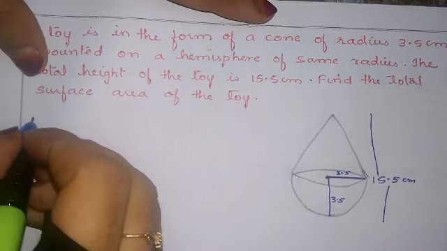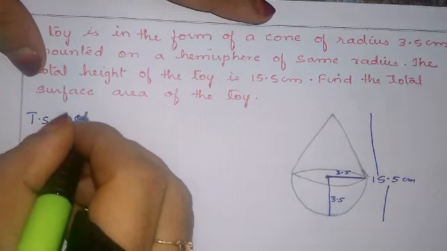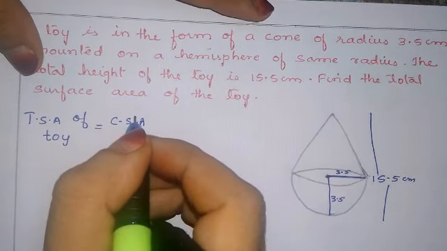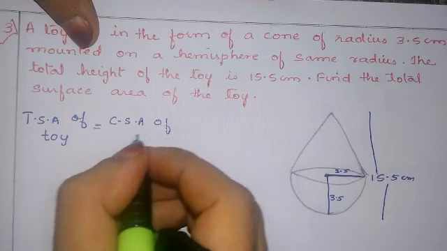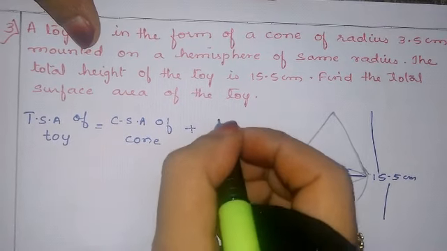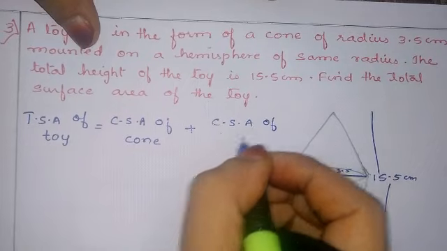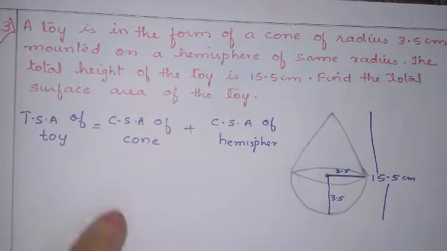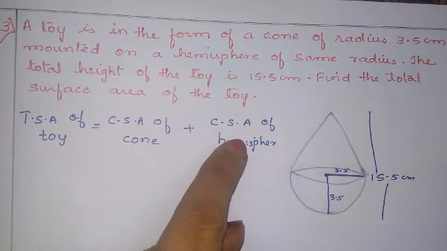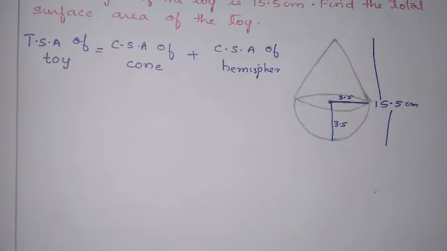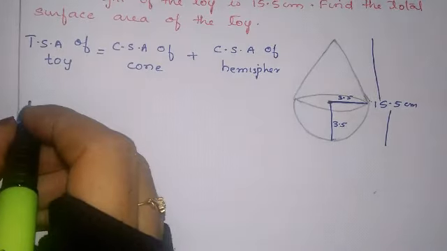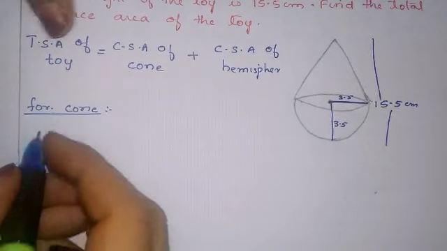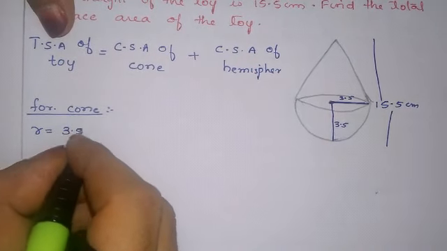Okay. So the total surface area of the toy is equal to the CSA of the cone plus the CSA of the hemisphere. These two things are there in the toy, one cone and one hemisphere. So we need to find the CSA of the cone and the CSA of the hemisphere. Let us see first what all is required. For the cone, what is given? They have given the radius, that is 3.5 centimeter.